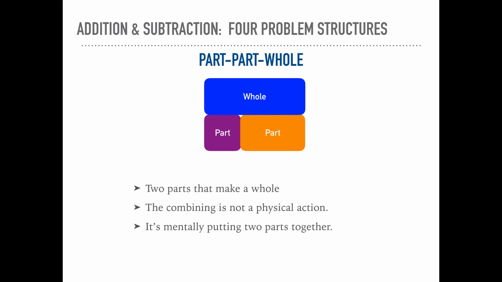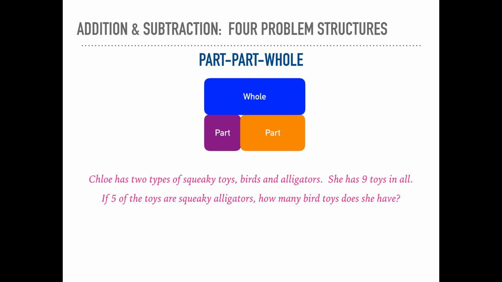And the picture here is a different picture. It just shows 2 parts are going to make the whole. So let's take a look at an example. So Chloe has 2 types of squeaky toys, birds and alligators. She has 9 toys in all. If 5 of the toys are squeaky alligators, how many bird toys does she have?